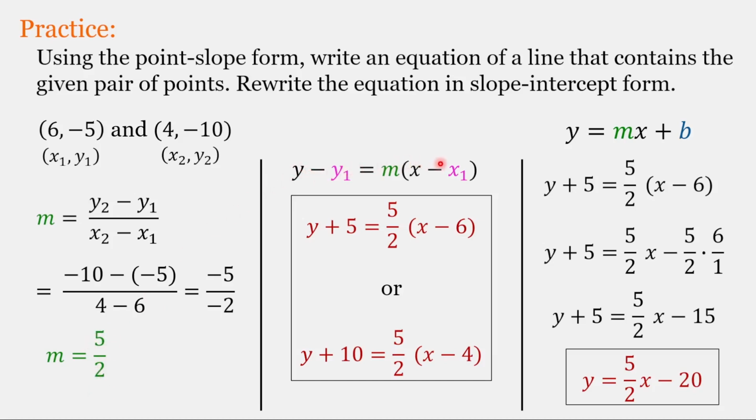Using that point and slope form, and then depending on which point you picked, you'll get one of these 2 equations in point-slope form. In this case, I took that first equation and rewrote that in slope-intercept form, and this results in y equal to 5/2 x minus 20.